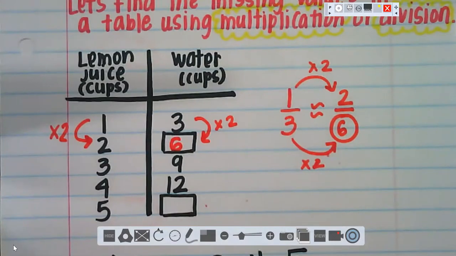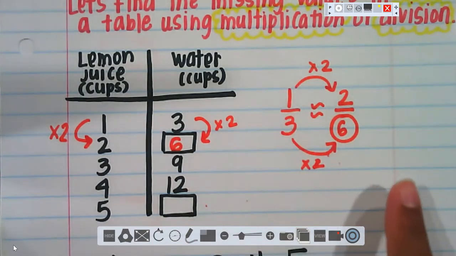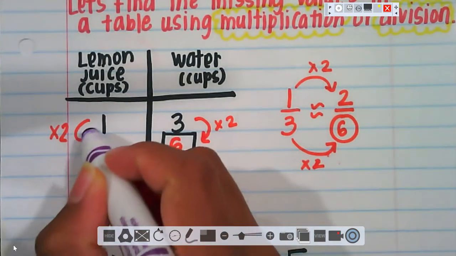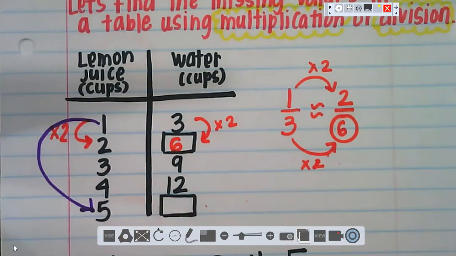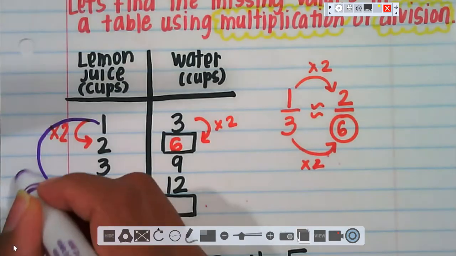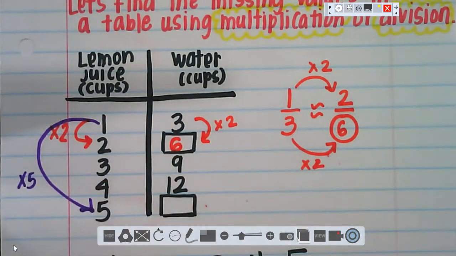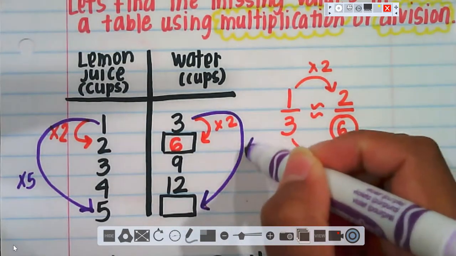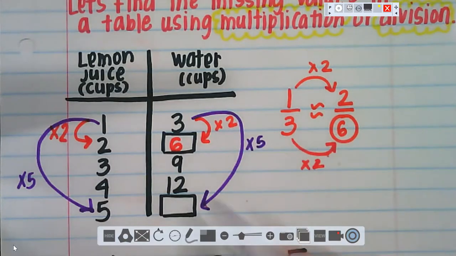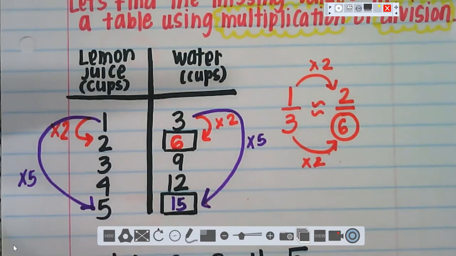Now, can we do the same thing for where we have the 5? Yes, we can. We can imagine that we have it as a fraction, almost, but we're looking at it in a table, and I'm going to go from 1, and I want to figure out what can I multiply by 1 to get 5. I can multiply by 5. And so I'm going to do the same thing over here with this 3. I'm going to multiply by 5. And 3 times 5 is 15. And I have my 2 missing values in my table.